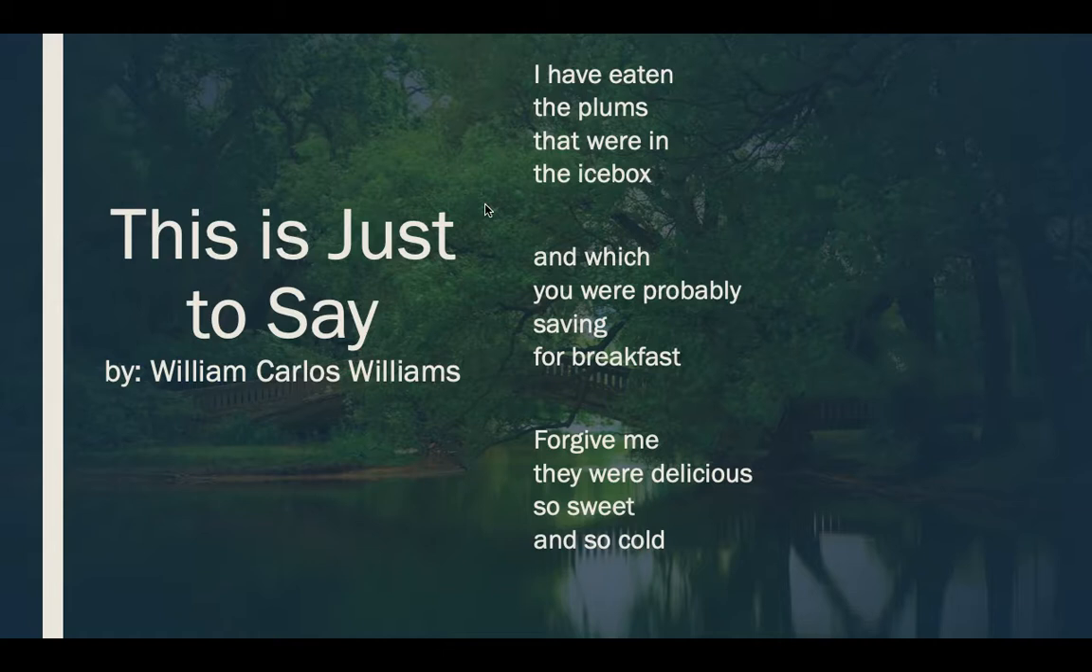I have eaten the plums that were in the icebox, in which you were probably saving for breakfast. Forgive me. Right? And so we see that maybe there's the beginning of an apology, but then he's not sad at all, right? The speaker is not sad at all. Forgive me. They were delicious. So sweet. And so cold.